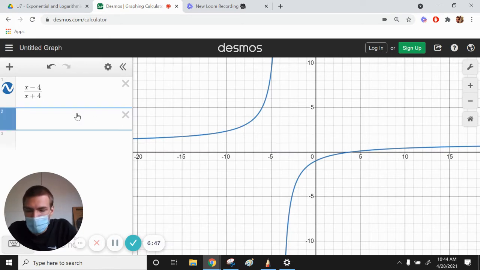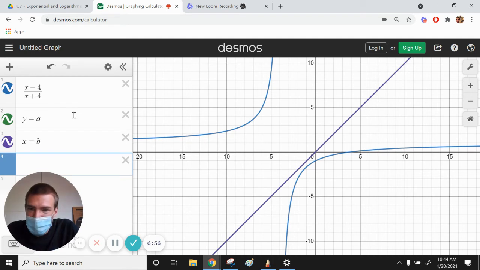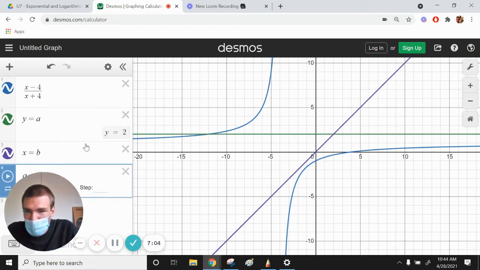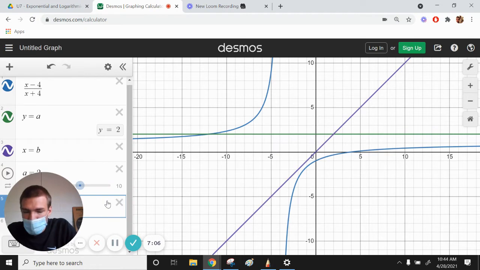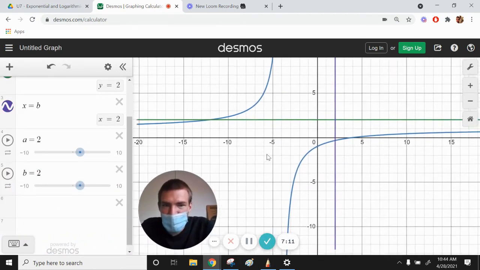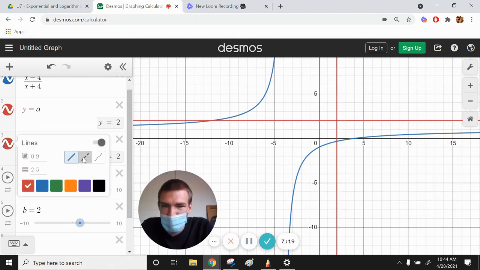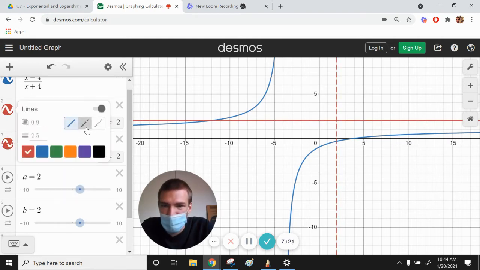Okay, so if I put in maybe a y equals a and maybe an x equals b, then I need to add these sliders because Desmos doesn't really know what's going on here, right? So if I put a equals 2 and maybe b equals 2, I've made this a lot more complicated, but now you can see that I've got these two asymptotes, okay? And I'm going to make them both red so they look like asymptotes. And I can also, in Desmos, make them dotted lines, which is how we represent asymptotes a lot of times.